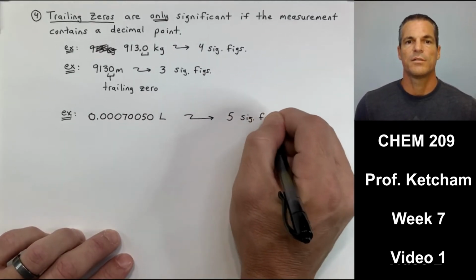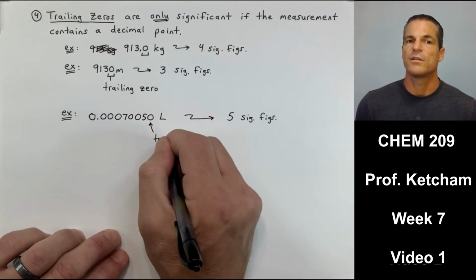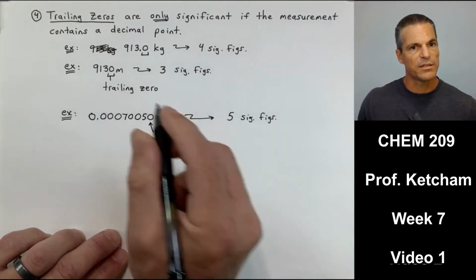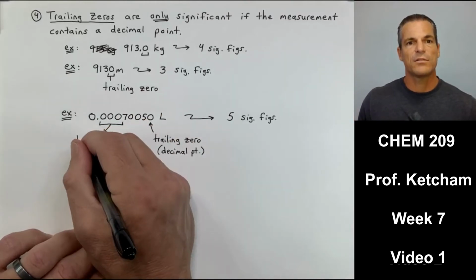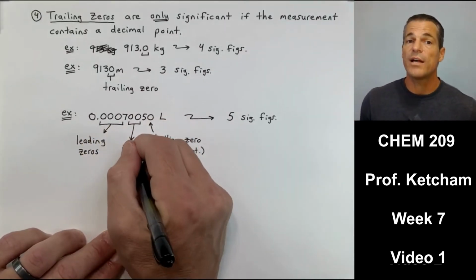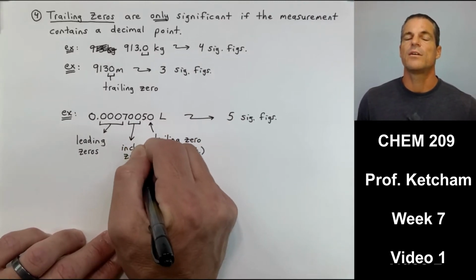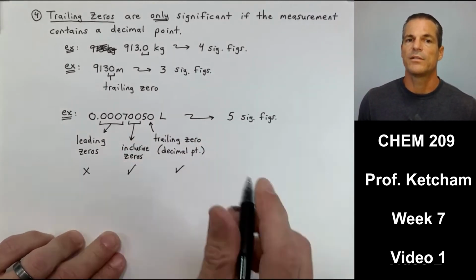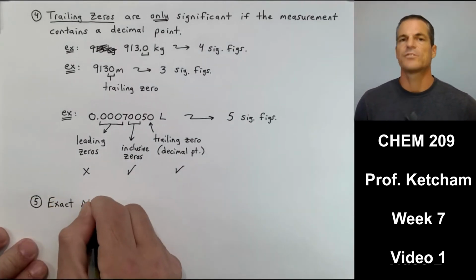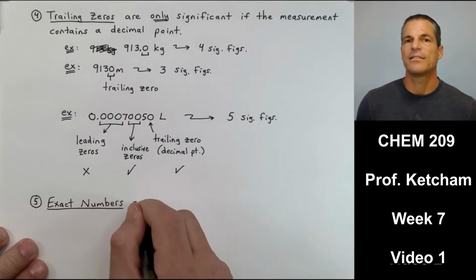Next example, example number 3, 0.000700050 liters. 5 significant figures. You don't count the 3 leading zeros, not 4 leading zeros, remember. 3 leading zeros, they do not count. The 2 inclusive zeros do count, and yes, the trailing 0 counts because we have a decimal point. 5 significant figures, all right? All right, the last rule is regarding exact numbers.